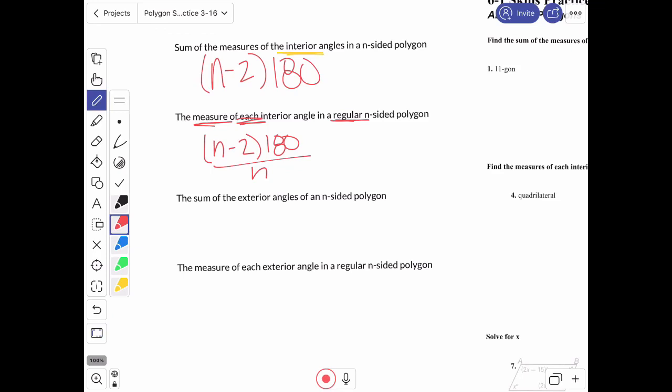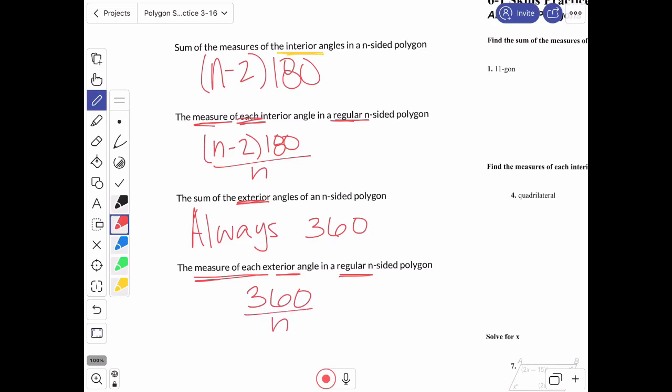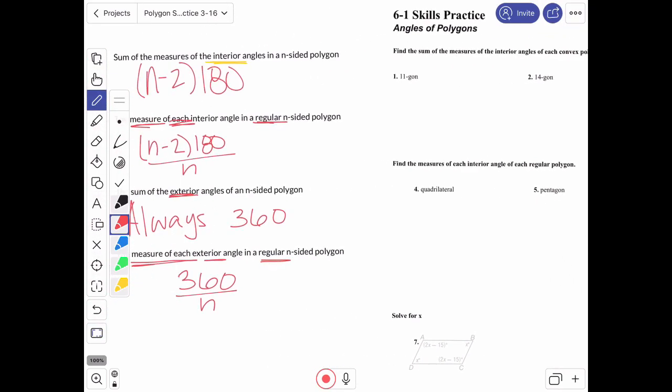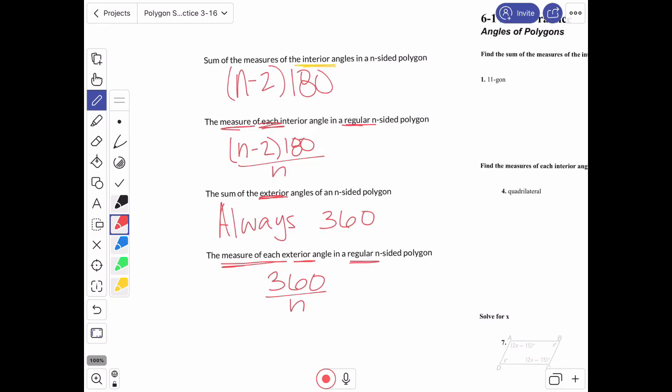Alright, so the sum of the exterior angles, so the outside of any polygon, is always 360. It's never going to change. And then if we're finding the measure of each exterior angle, only in a regular polygon, so only when all the angles are congruent, that's when we take 360 and divide by n. Okay, so that's all you should need to know to complete all these problems to the left here. If you want to pause and get those down if you haven't already.